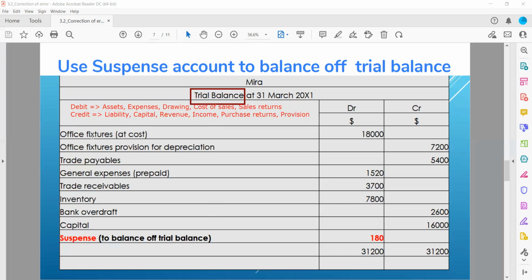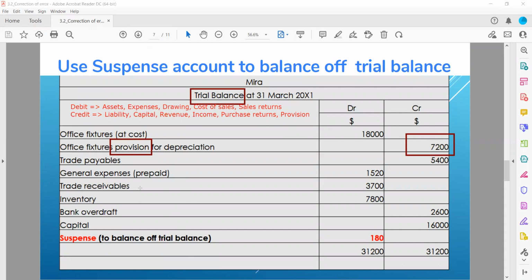For example, office furniture is an asset, so cost is on the debit side. But when we have a provision, the provision will be in the credit, because even though both are assets, the provision reduces the cost. Trade payable is a supplier. Supplier is a liability. General expenses is a prepaid. Prepaid means that we pay in advance, so this is also an asset, because the expenses we pay in advance belong to us, the money.